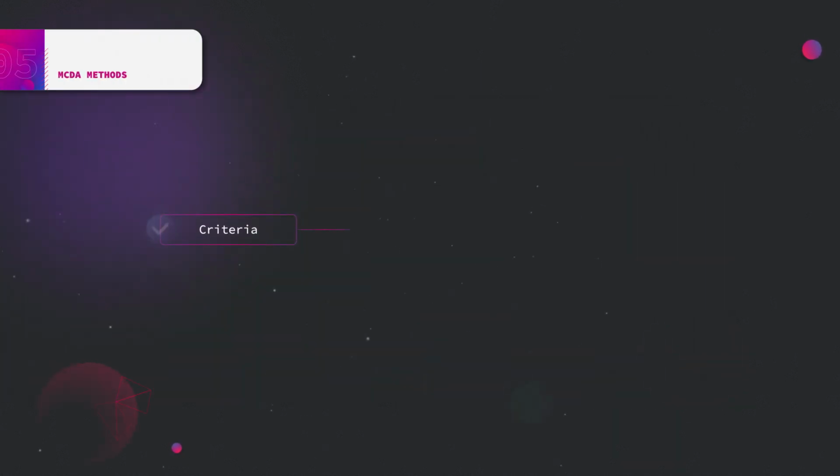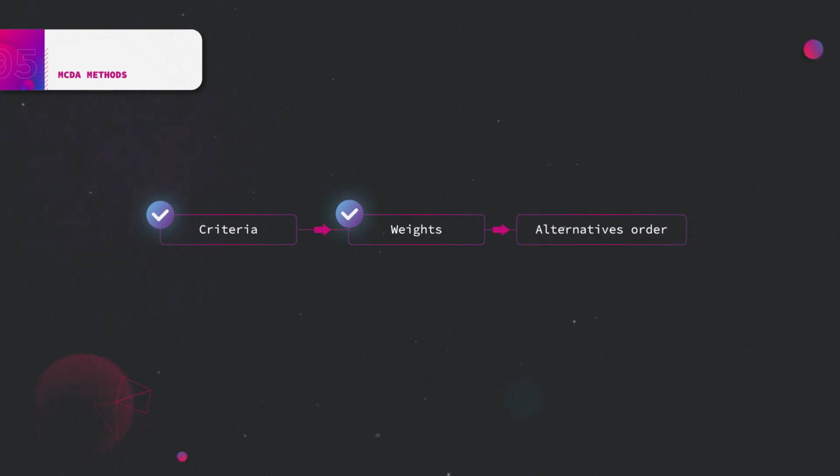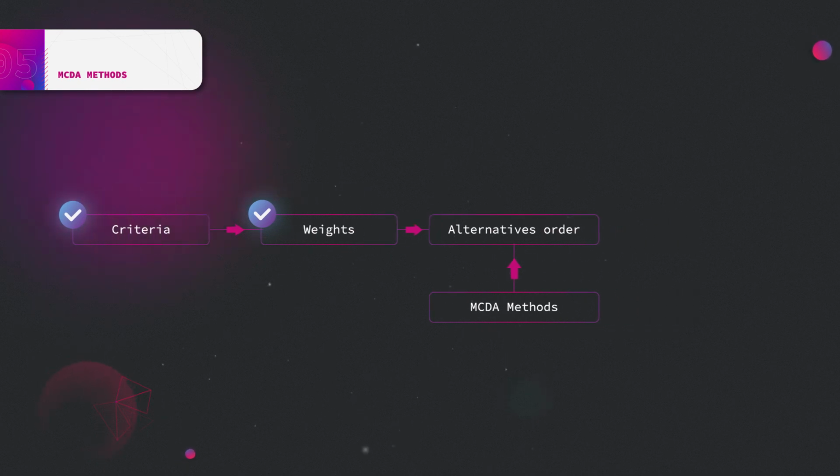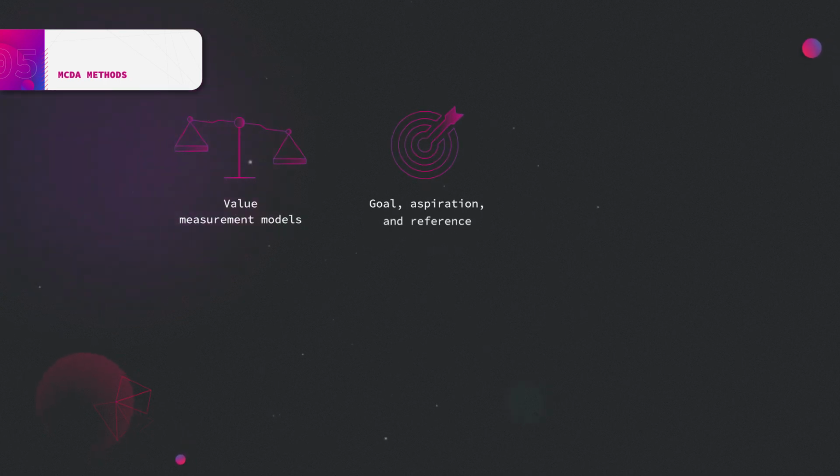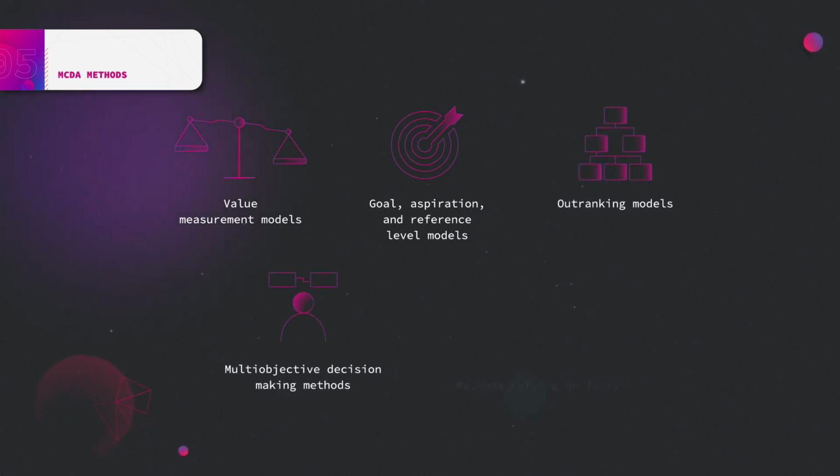After selecting criteria and weights for criteria, the preference orders of alternatives will be determined using the MCDA methods. MCDA methods can be generally divided into 5 groups: value measurement models, goal, aspiration, and reference level models, outranking models, multi-objective decision-making methods, and methods relying on fuzzy set theory and other miscellaneous methods.